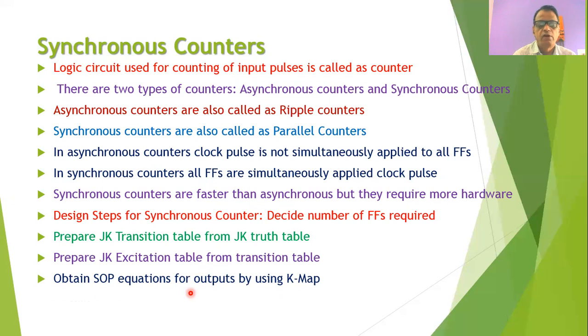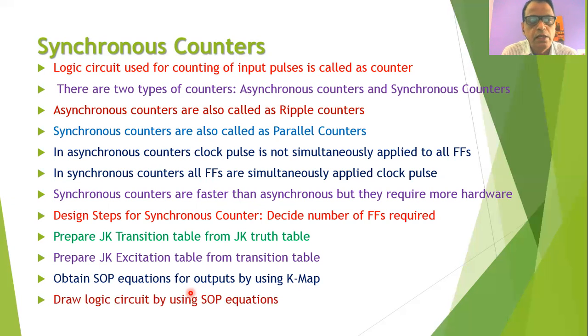inputs of each flip-flop. And then finally, we will draw the logic circuit by making use of these SOP equations. So these are the steps that one needs to follow whenever one goes for the design of a synchronous counter. Initially decide how many flip-flops are required. Then from the truth table, prepare the transition table. Then from the transition table, prepare the JK excitation table, which is a kind of truth table of the counter. Then use the Karnaugh map and simplify the equations. And then finally draw the logic circuit.